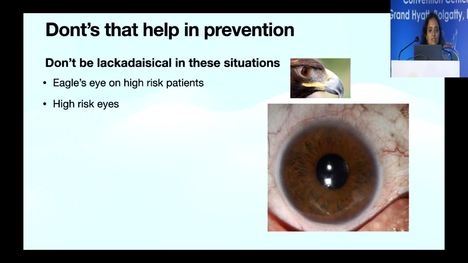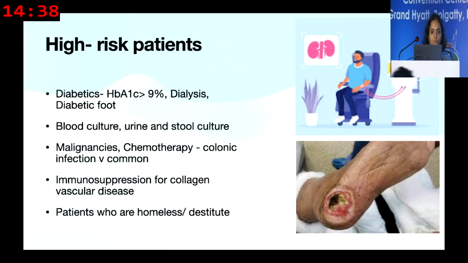So don'ts can be divided into don'ts that help in prevention, don'ts that help in diagnosis, and don'ts when it comes to management. So these points also Kumar sir was kind enough to share with me and add to my presentation. So don'ts that help in prevention. We should not be lackadaisical in some situations. And these are when the patient has high risk of endophthalmitis. High risk patient means high risk eyes. So, who are the high risk patients?